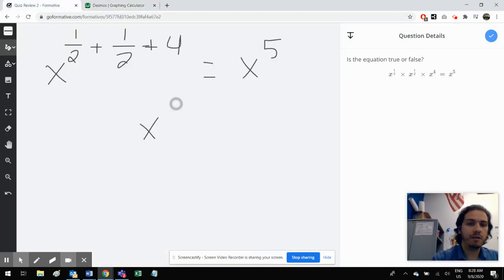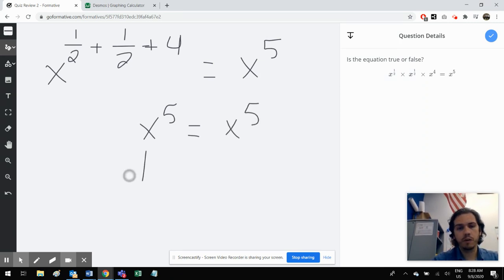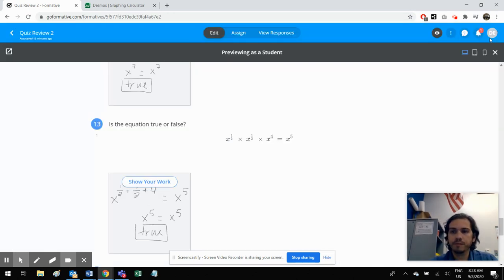Now again, is x to the power 5 equal to x to the power 5 is what it's asking. Is that true? Of course it's true. Very true statement.